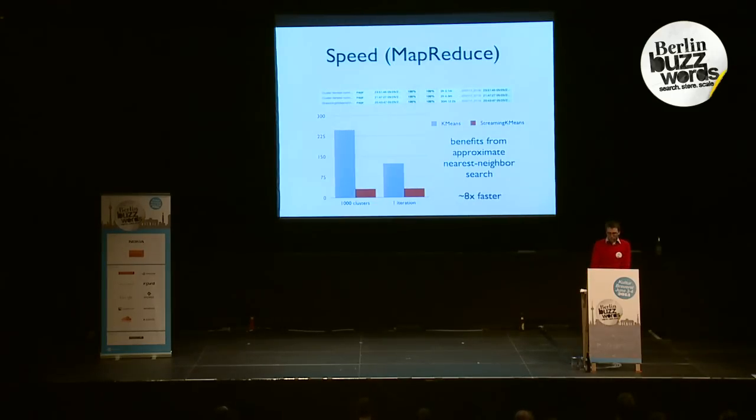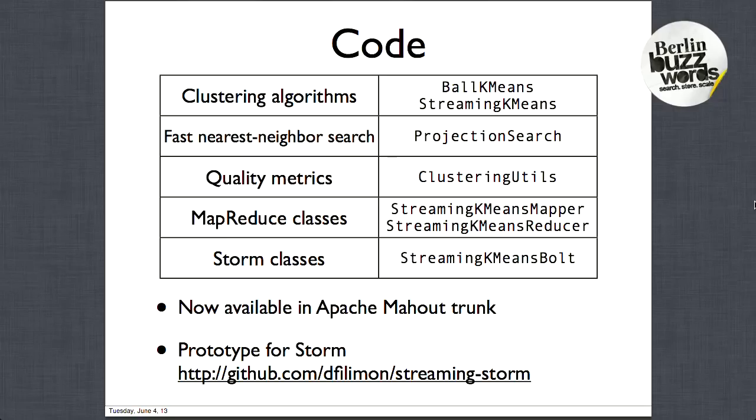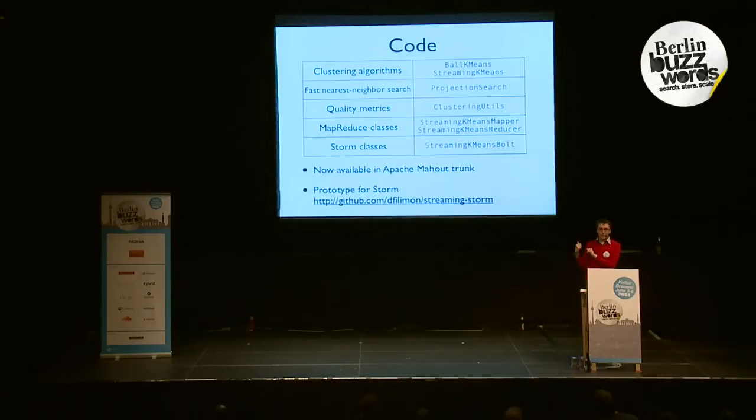So okay, I hope I convinced you about that. And the code is in Mahout right now. It's going to be part of the 0.8 release, so you can start playing with it. These are just a few classes. Bulk k-means and streaming k-means are the main classes that do the clustering. Then there's a bunch of fast nearest neighbor searchers, like projection search, for example. And then there are some quality metrics that calculate all of these indices that I talked about. And of course, the MapReduce classes. And there is a Storm prototype on GitHub, which you might use, but I'm not going to guarantee that it works properly.